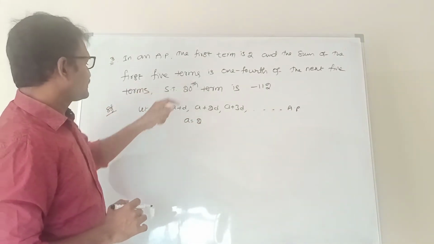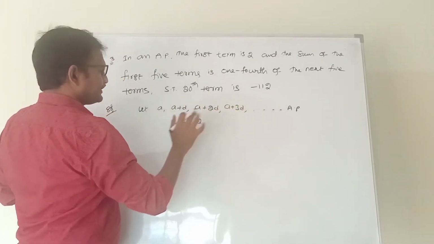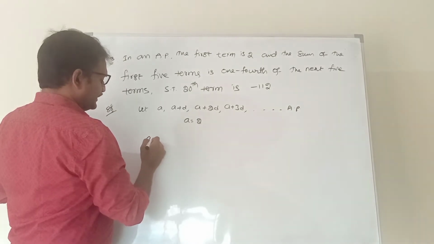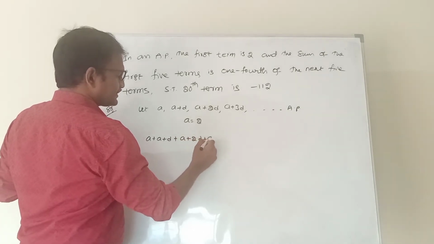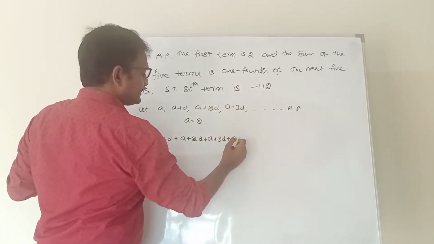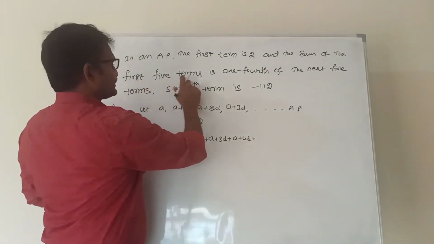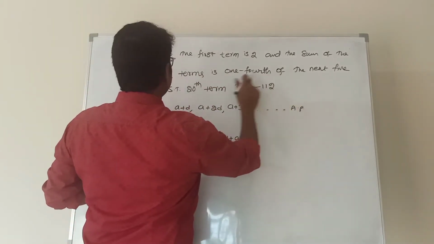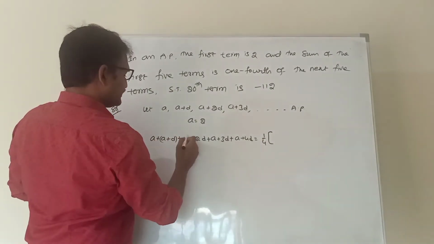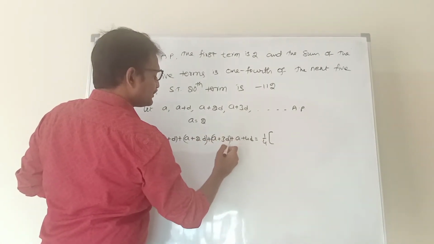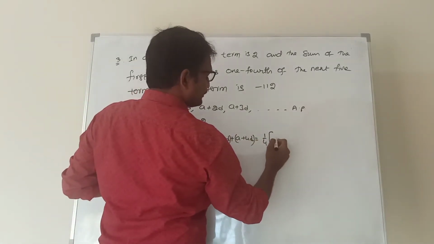Next, the sum of the first 5 terms: 1, 2, 3, 4, 5 terms. The sum of the first 5 terms means a plus a plus d plus a plus 2d plus a plus 3d plus a plus 4d, and this is equal to 1/4 of the next 5 terms. First term, second term, third term, fourth term, fifth term is equal to 1/4 of the next 5 terms.